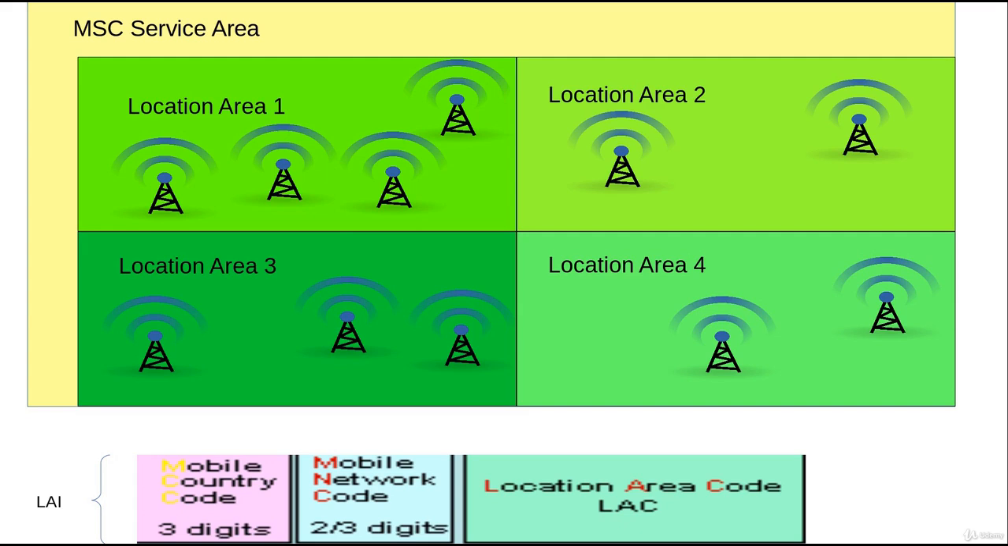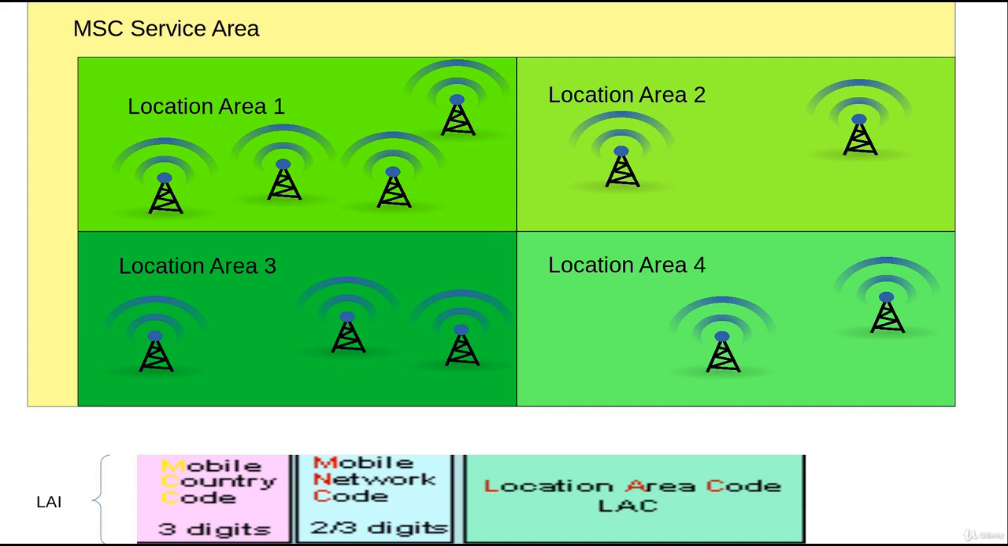When a mobile is in idle state, that means it has registered itself with the network earlier, but it is not in a call. In that case, the location of the mobile is known to the resolution of a location area. The network knows that my mobile is in this location area, but the network doesn't know the area of which base station it is in. So what would happen then?